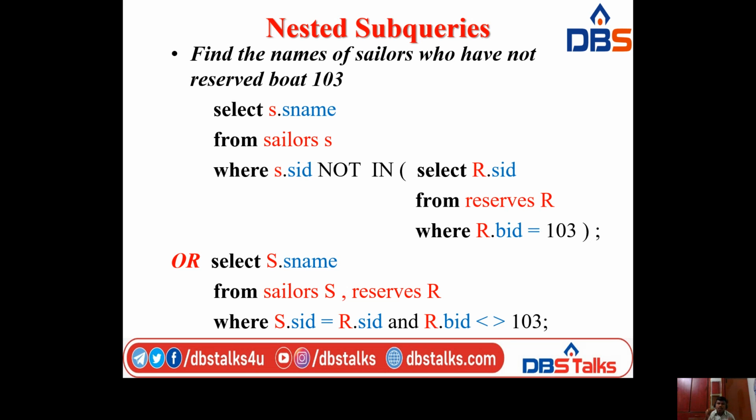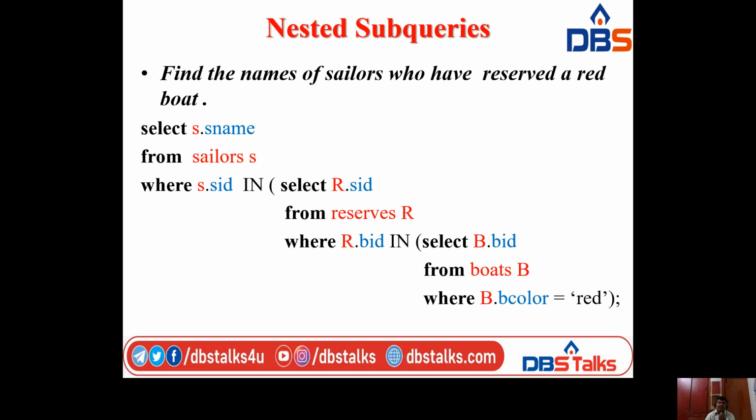Find the names of sailors who have not reserved boat 103. Here we are using not in. It is basically just like a set type of operator. By using this we can select the members which do not have boat 103. This is also another one: select S dot S name from sailors, reserves. Here you can also write it without using the not in operation.